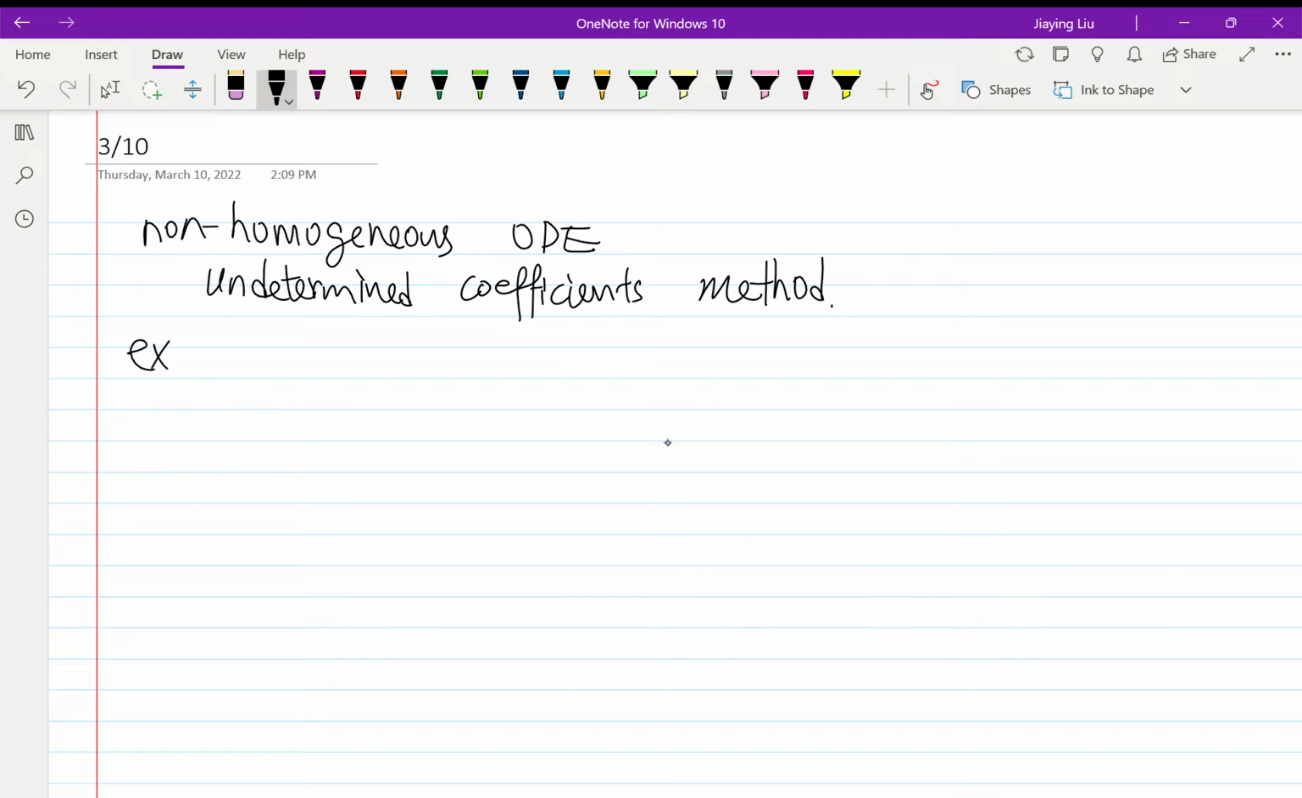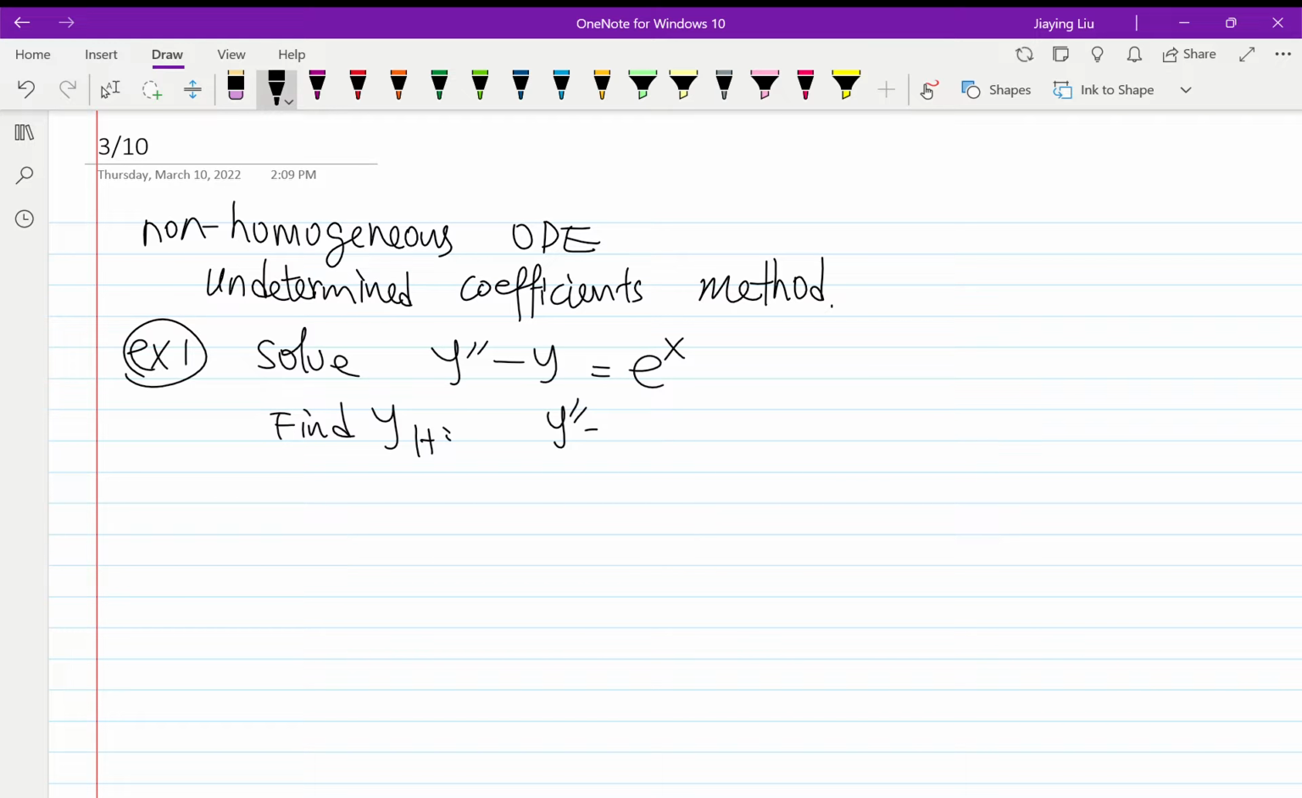So the first example I have is we're going to find the general solution of y double prime minus y equals e to the x. If you remember from what we did last time, the first thing we have to do is find the homogeneous solution by using the homogeneous equation y double prime minus y equals 0. And from there we can use the solution ansatz y equals e to the lambda x.